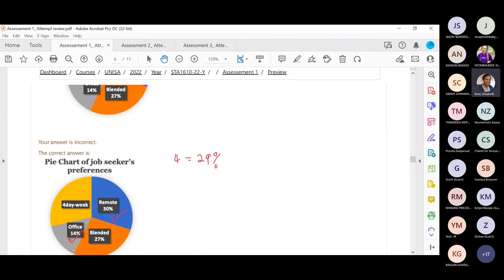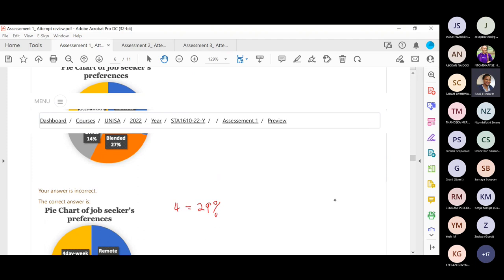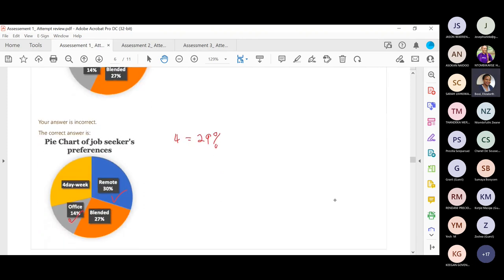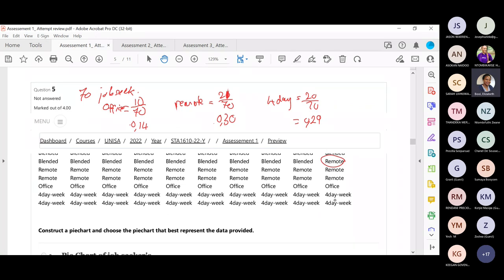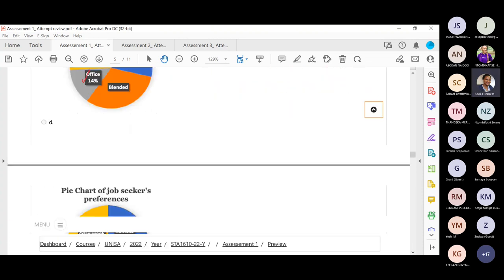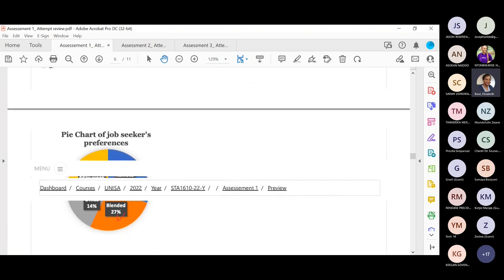So if office is 14, 4 day is 29 and remote is 30, you can just say 100 minus 14 minus 30 minus 29. What do you get? You get 27, which is probably number D, because this is the option that is correct. So blended, 2, 4, 6, 8, 10, 12, 14, 16, 18, 19. If you take 19 divided by 70, what do you get? 0.27. So we have 14, 30, 29, and 27. So probably this one that is hidden here, because blended is 27%.